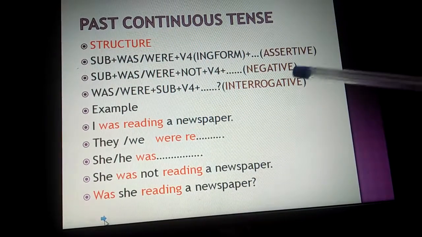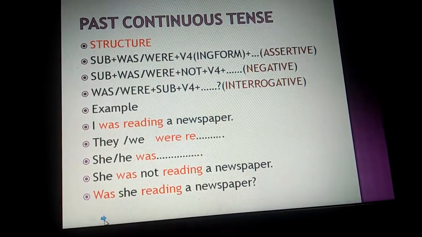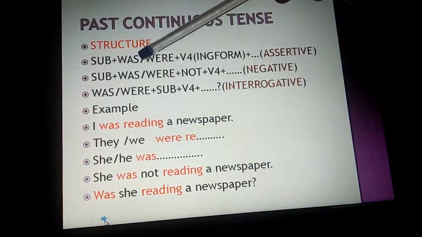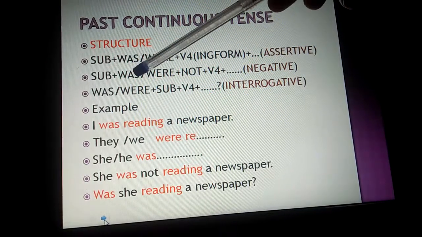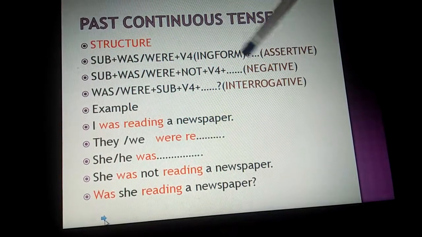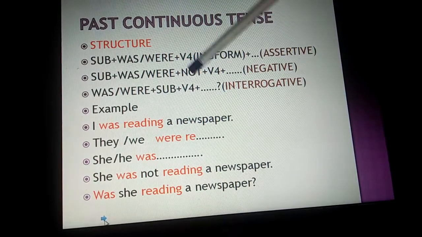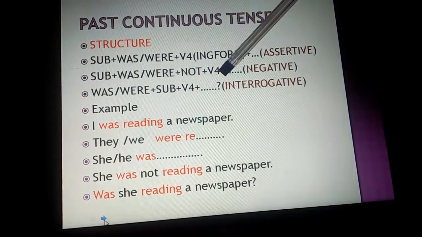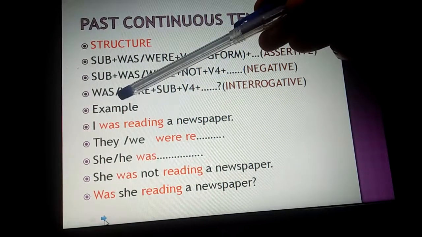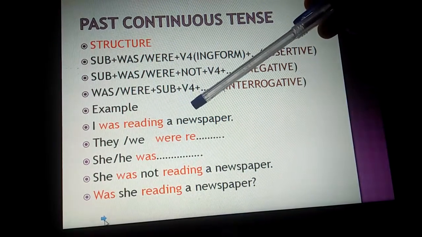In past continuous tense, first of all, let us talk about structure. It will take the ing form only, as I told you, but it will take the helping verb was or were. Was with the singular subject and were with the plural subject. That is the structure of the assertive sentence or positive sentence. For the negative sentence, simply add not between the helping verb and the main verb. Interrogative sentence, same method. You have to write the helping verb, was or were, followed by the subject, followed by the ing form of the verb.